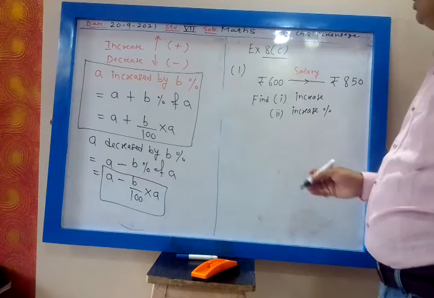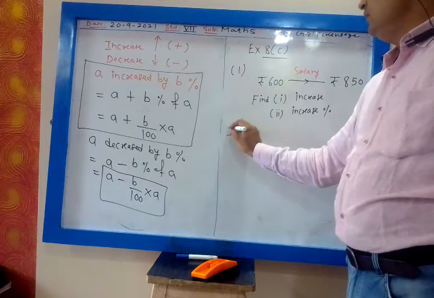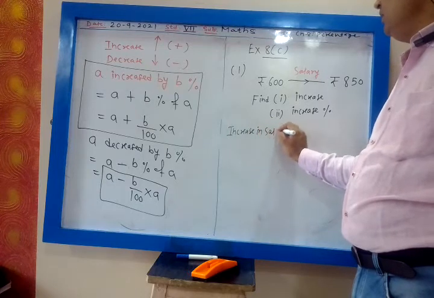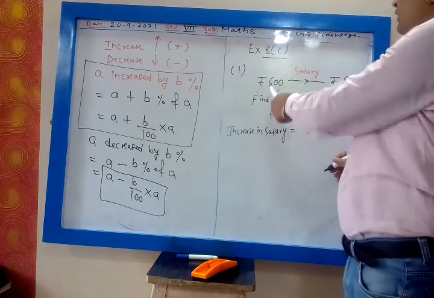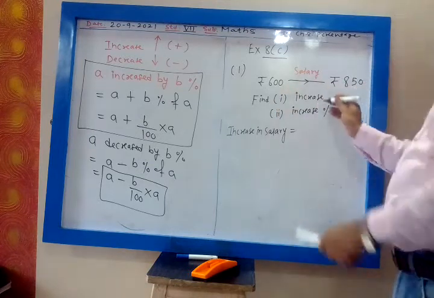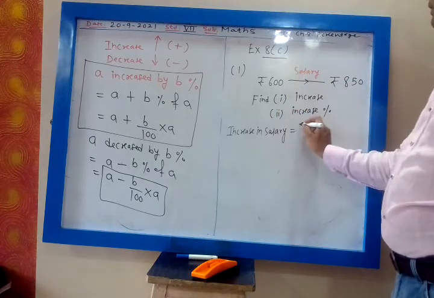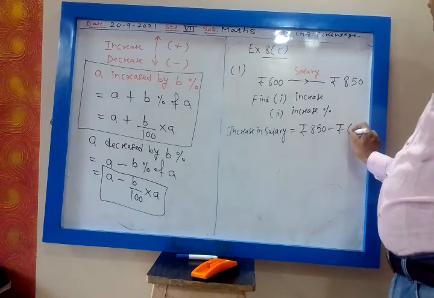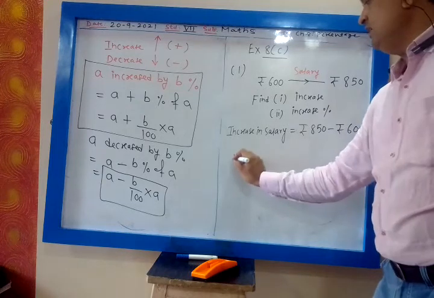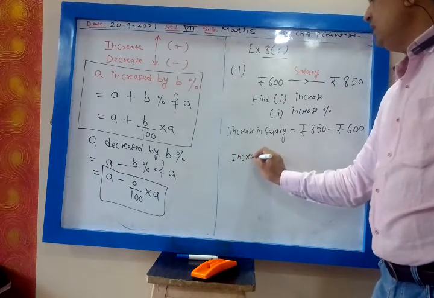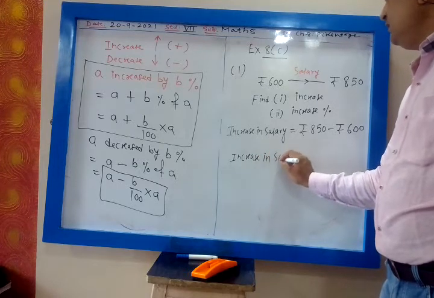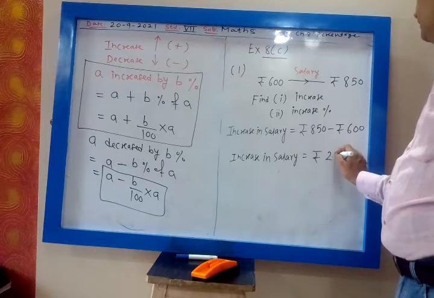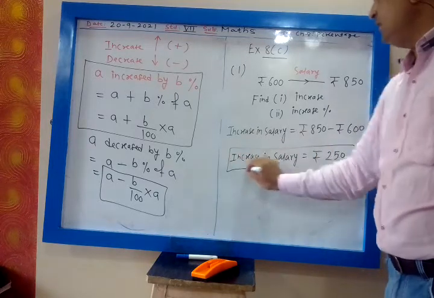So what will be the increase in salary? Tell me. 600 rupees increased to 850 rupees. So the increase in salary will be the difference of these two, that is rupees 850 minus rupees 600. So the increase in salary will be rupees 250. So this is the increase in salary.